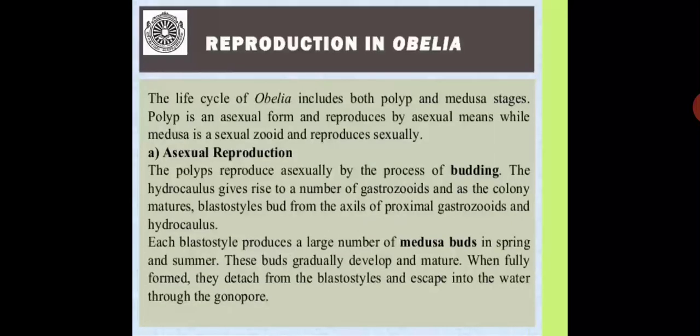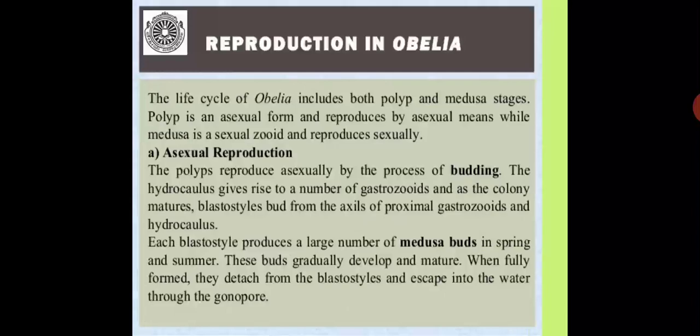Reproduction in Obelia. The life cycle of Obelia includes both polyp and medusa stages. Polyp is an asexual form and reproduces by asexual means, while medusa is a sexual zooid and reproduces sexually. Asexual reproduction: the polyps are reproduced asexually by the process of budding.